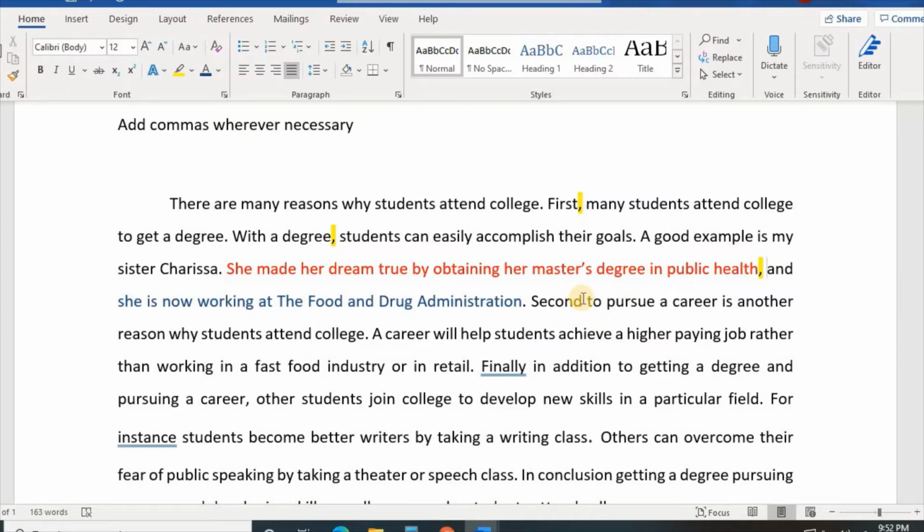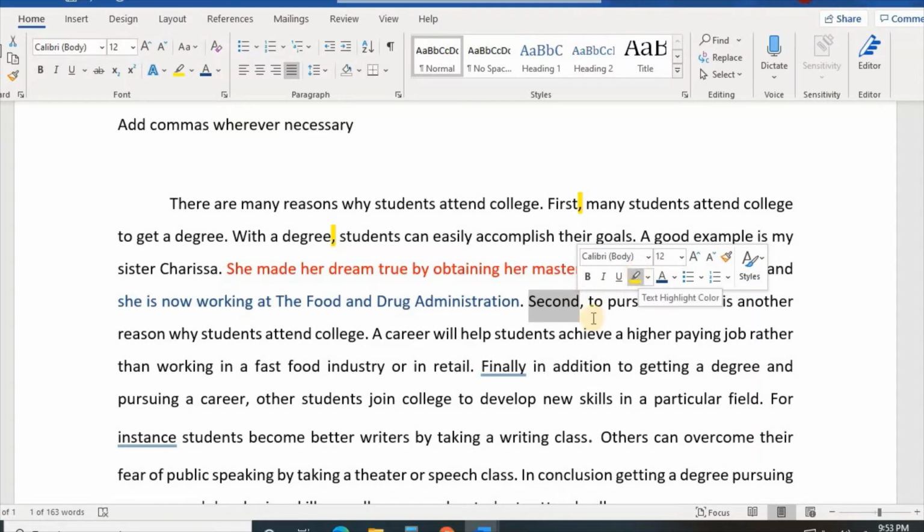Any place, anywhere you make a pause, you need to put a comma. This is the function of, let's say, or one of the functions of the comma. So we need a comma after second. It functions as the first transition. It introduces another major clause that supports the topic sentence. So let's highlight this comma.